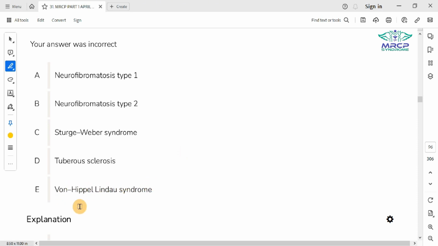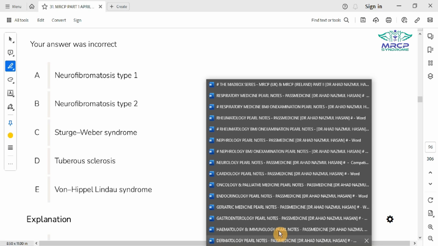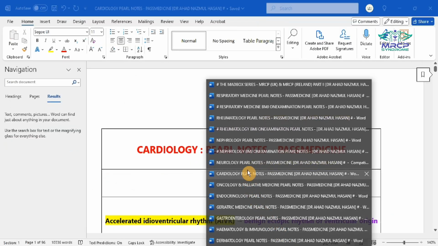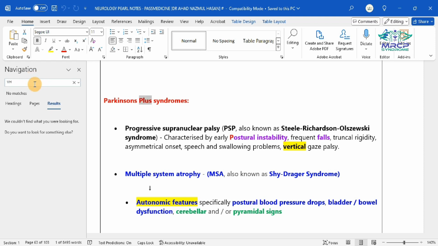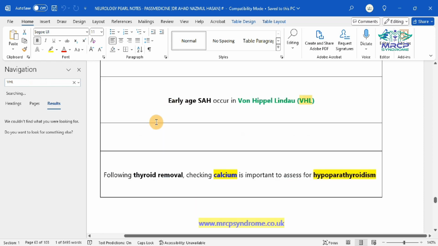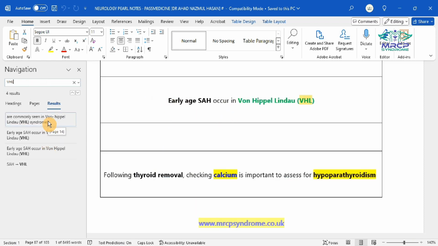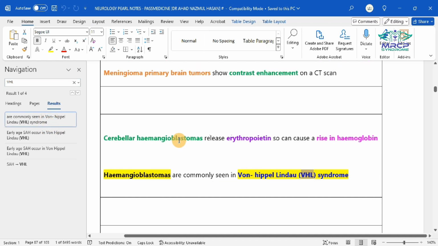VHL, what is the mode of inheritance of VHL? Autosomal dominant, yes. Usually all the phakomatoses follow the autosomal recessive pattern of inheritance. The only exception is VHL, and patients with VHL come up with features of retinal and cerebellar hemangioblastoma.